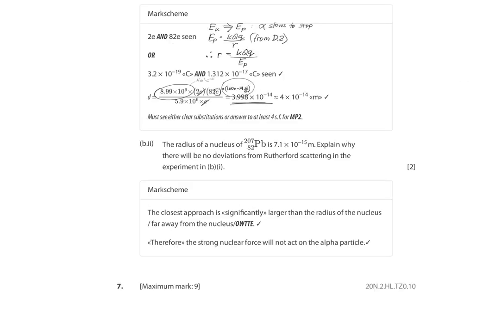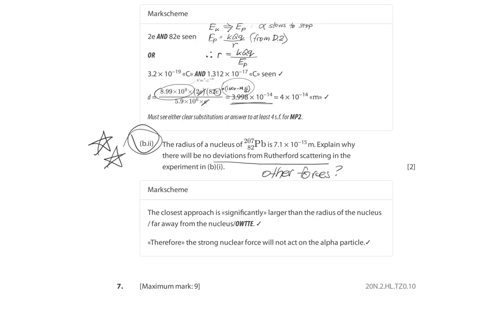And I really like this BII. This is important stuff. So it says the radius of the lead nucleus is 7.1 times 10 to the negative 7 meters. Why will there be no deviations from Rutherford scattering in the experiment in BI? And it's like, well, why would there be deviations from Rutherford scattering if there are other forces in play? So deviations from Rutherford scattering, other forces.